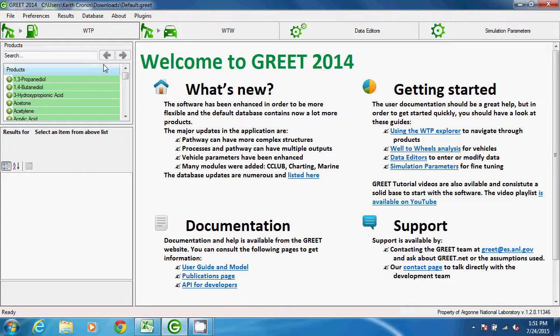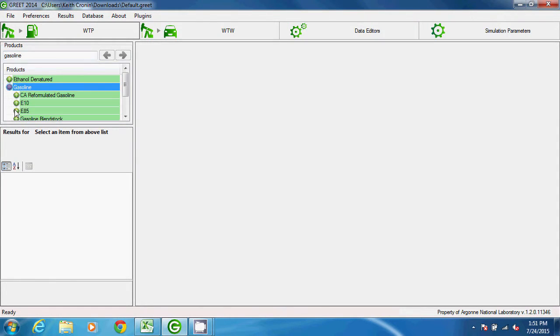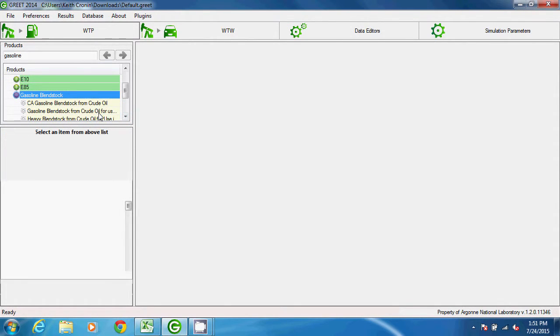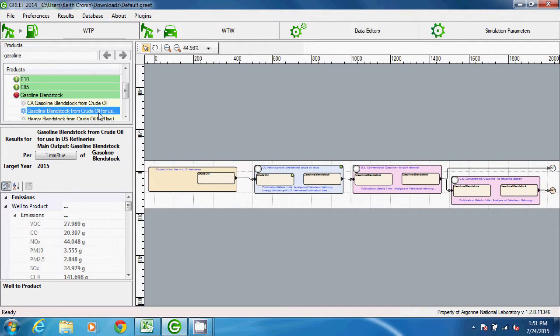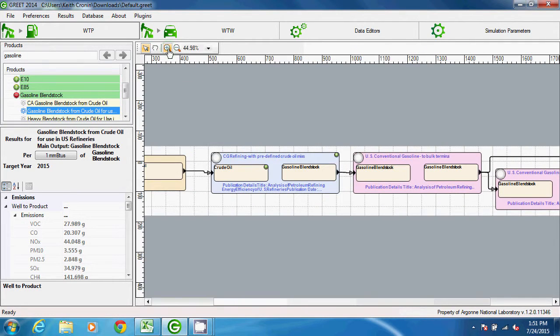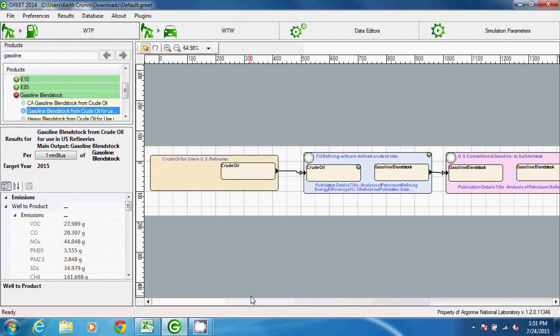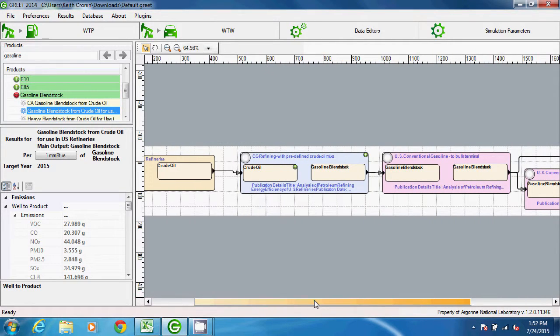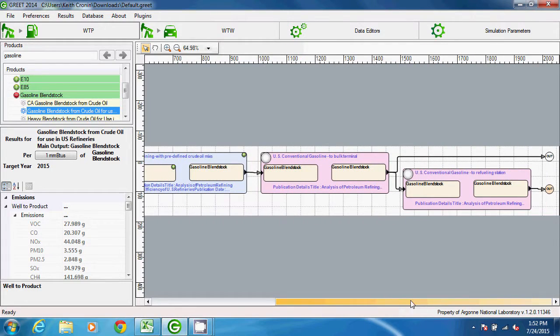To start, I'll bring up the pathway called Gasoline Blend Stock from Crude Oil for use in U.S. refineries. There are four processes in this pathway: a pathway mix called Crude Oil for use in U.S. refineries, a stationary process called CG Refining with predefined crude oil mixes, then two transportation processes called U.S. Conventional Gasoline to Bulk Terminal, and U.S. conventional gasoline to refueling station.